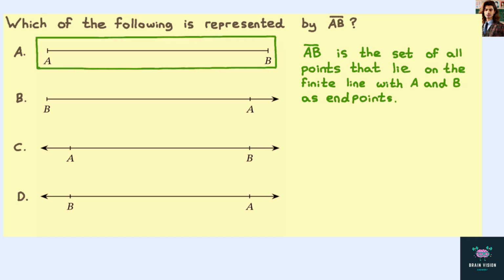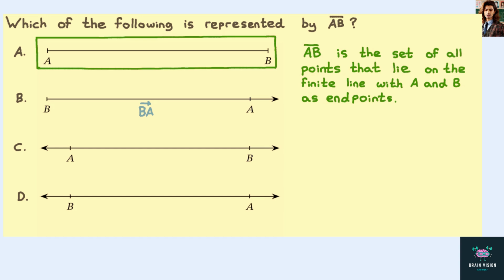We can see that only the figure in option A has A and B as the endpoints. The other options all extend indefinitely in one direction or both directions. We could stop here, however, we can also represent the other options.